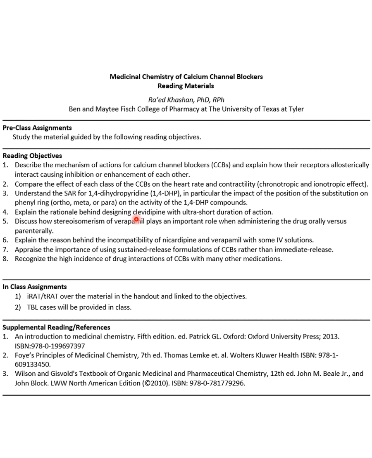And then explain the rationale for designing the clevidipine. Why is it designed such that it has an ultra short duration of action? And then see the impact of the stereoisomerism of the verapamil on the dosage of the verapamil when it's given orally or parenterally. So verapamil is a stereoisomer. It has R and S. One of them is extensively metabolized, and therefore when it's given orally, we'll have to give a higher dose, because the drug goes through the liver. But when it's given by IV, then we don't have to give as much of the verapamil.